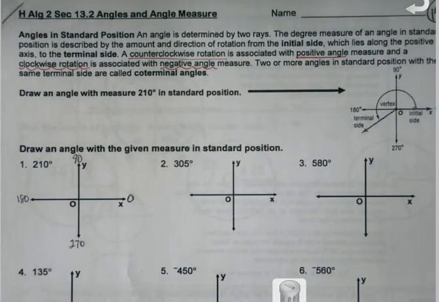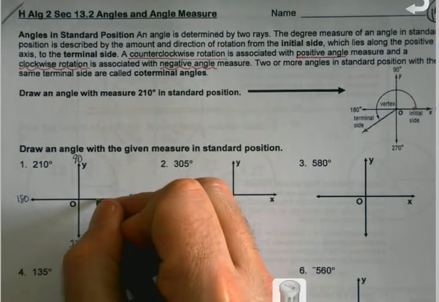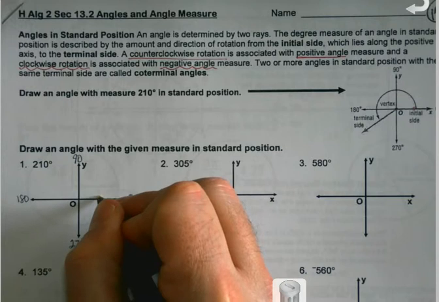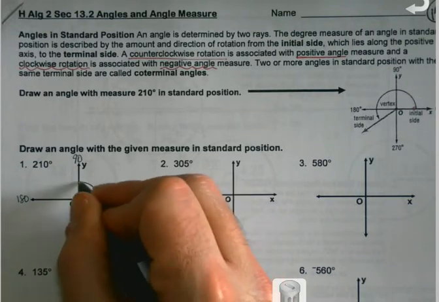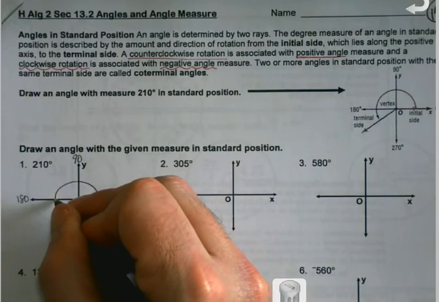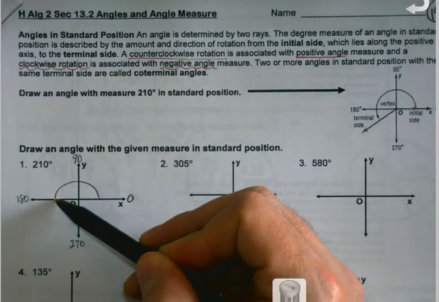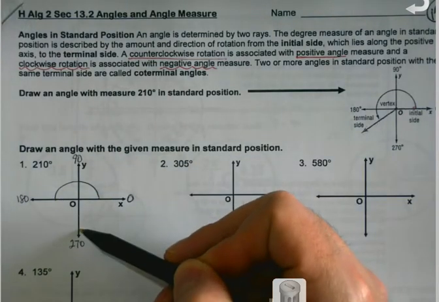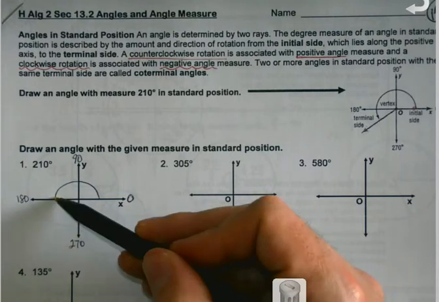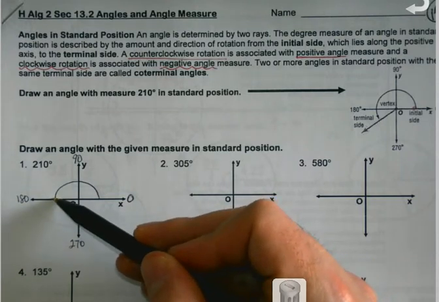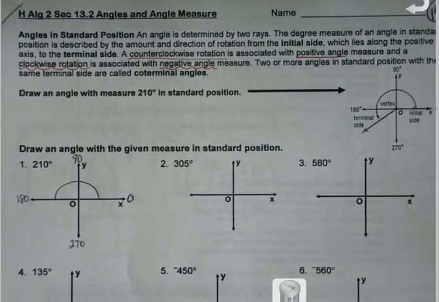So here's what we're going to do. Typically, I'll start on my initial side, and I'll start working my way around quadrant by quadrant until I get to one and I go, wait a minute. I'm at 180 degrees right now. If I go all the way to the next one, it's 270. That's too much. How much more of a degree measure do I need from 180 to get to 210? 30. So here's how I'm going to get that last 30.